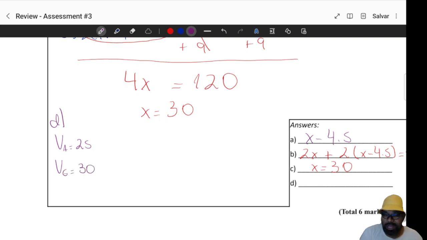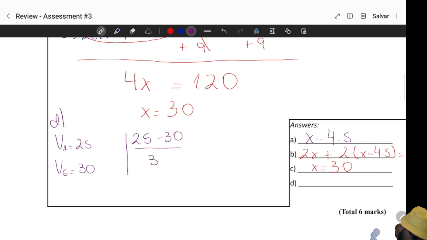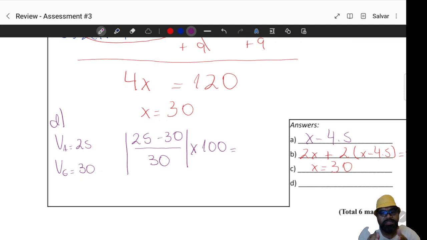Nice. Now just plug in the formula, which is 25 minus 30, divided by 30, times 100, will be our result. Remember the absolute value means ignore the negative result. We're looking for only the percentage. I don't care if it's positive or negative. I just care about how far it is from zero.